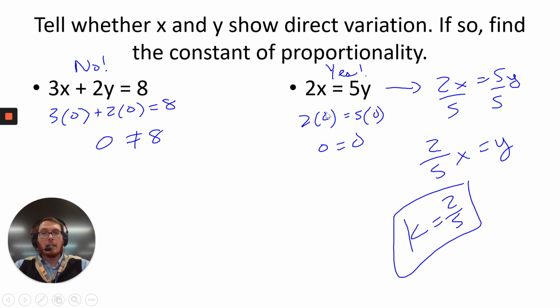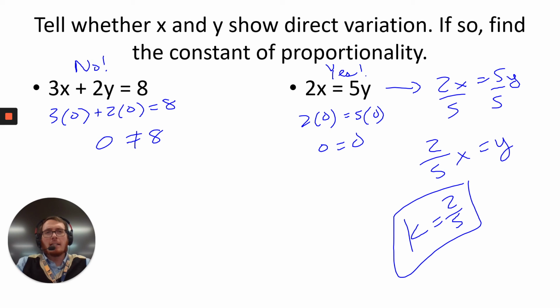So for the second one, I get 2x equals 5y. I plug in 0 for both. I get 0 equals 0. That's a good sign. Now, that's not where you should stop at that point. It's good at 0, 0. What you want to look at is, is there anything squared? Is there any weird square rooting? Is there anything else happening, or is it just x and y? That's a good indication that it's direct variation.